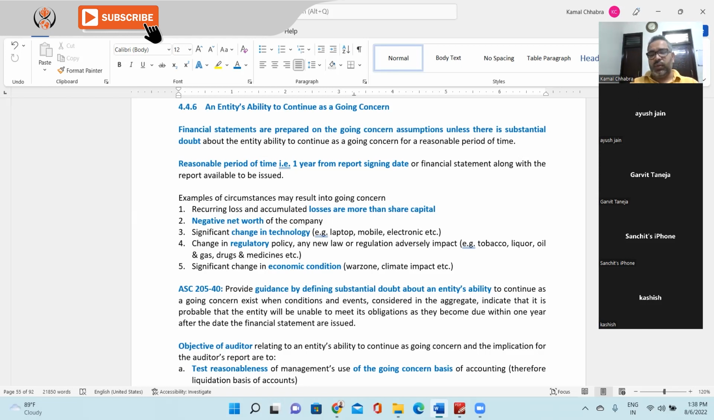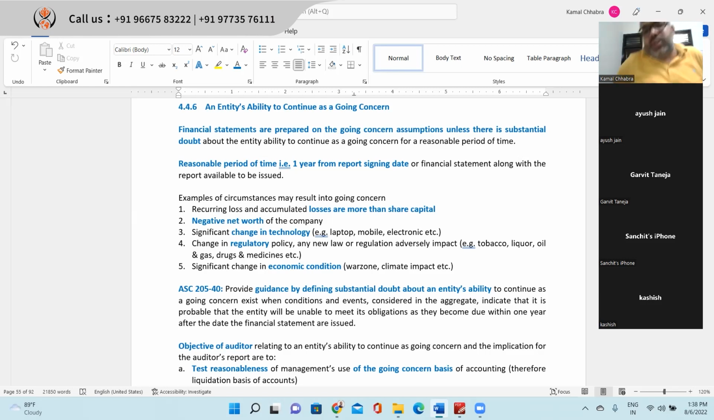Or going concern: if there is a going concern issue, it would have a pervasive impact. If you feel the company may not continue for the next 12 months, then you need to make all the accounts on a liquidation basis. So you need to value all assets and all liabilities at net realizable value, and make all the adjustments in the entire balance sheet and profit and loss account. So it has a pervasive impact on the overall financial statements if you conclude that the company may not continue as a going concern.